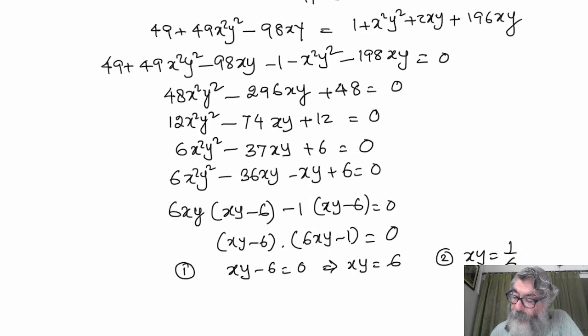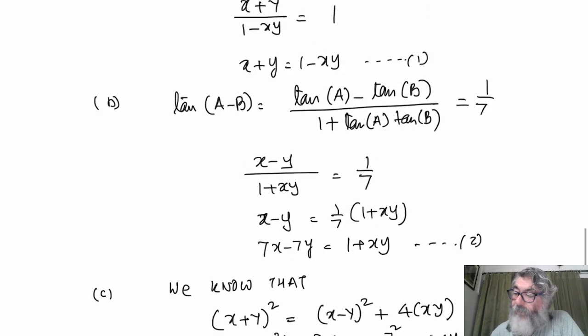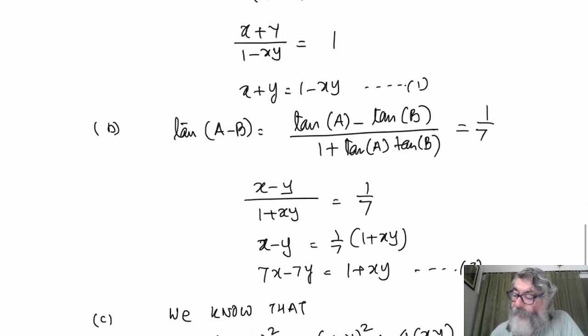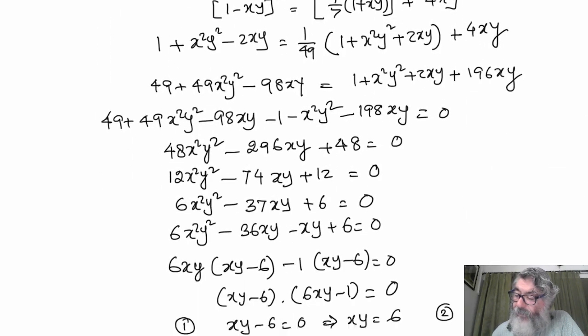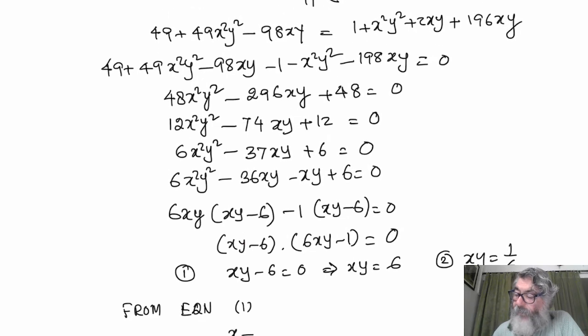From equation 1. It's a little long sum. From equation 1, x minus y, x plus y was equal to 1 minus xy, or x plus y is equal to 1 minus 6, or it will come out to be minus 5. Let me name it equation 3.